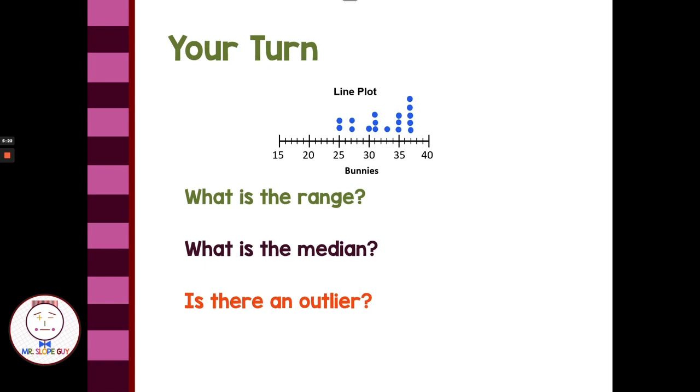If I take my greatest point and my least point, I'm subtracting 25 from 37 and getting a range of 12. And if I list my numbers from smallest to largest, looking for that median, my median is at 33. And is there an outlier? Is there a point that is much higher or much smaller than the rest of the data? In this case, they're all clustered really close together. So in this case, no outlier.